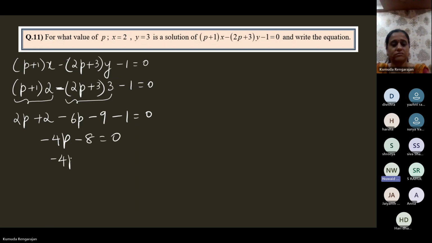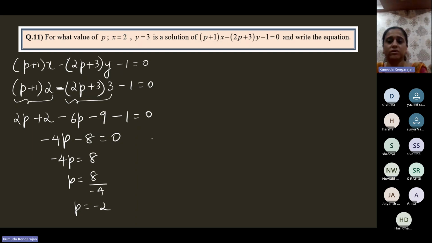Minus 8 equal to 0. Minus 4p equal to 8. P is equal to minus 2. Yes. Very good. Now, find the value of p and write the equation.